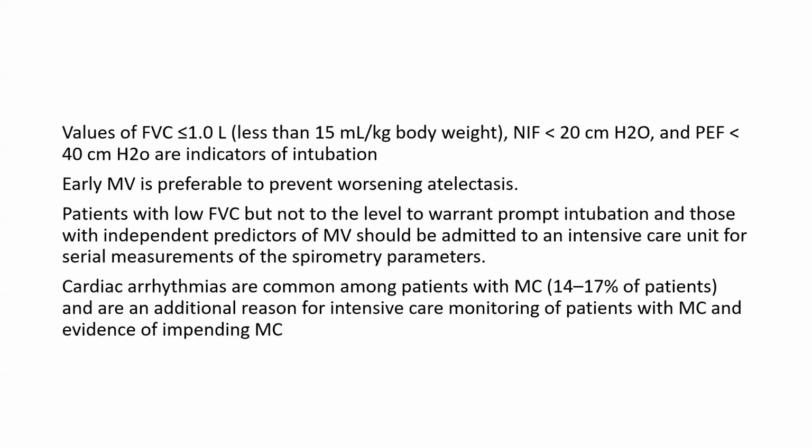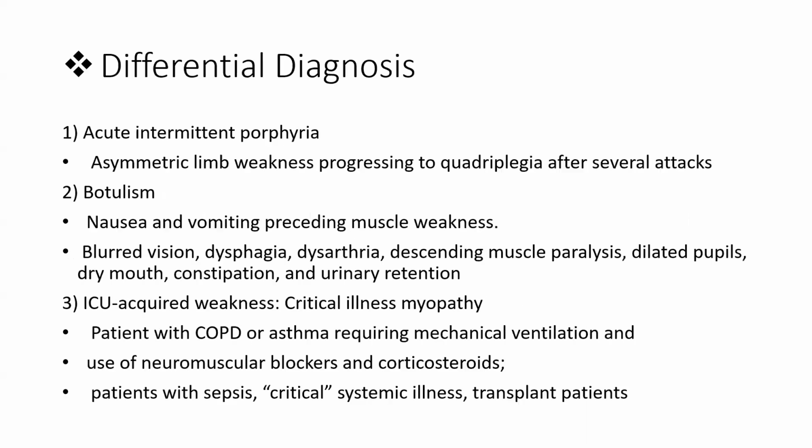Early mechanical ventilation is preferable to prevent worsening atelectasis. Patients with low forced vital capacity but not to the level to warrant prompt intubation, and those with independent predictors of mechanical ventilation, should be admitted to the intensive care unit for serial measurement of spirometry parameters. Cardiac arrhythmias are common among patients with myasthenic crisis and are an additional reason for intensive care monitoring of patients with myasthenic crisis and evidence of impending myasthenic crisis.